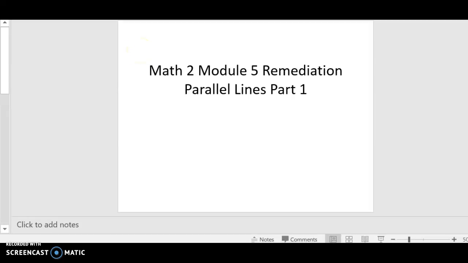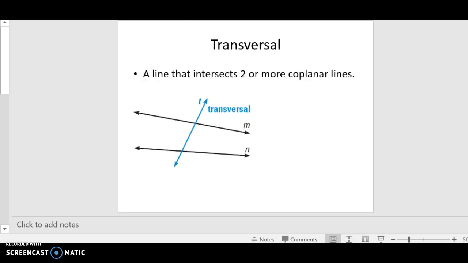Hello, Math 2. This is Parallel Lines Part 1 for remediation. This Part 1 is only introducing you to all the different types of angles that are created by two lines and a transversal. So let's get started.